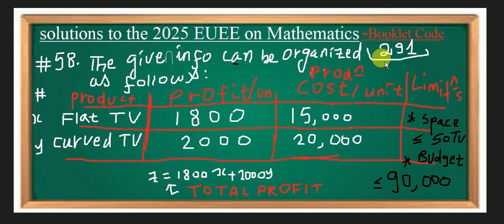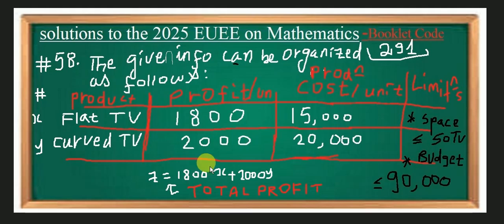The given information can be organized in the following form. Two types of televisions are produced: flat screen and curved screen. Profit we obtain from one flat TV is 1,800 and from one curved TV 2,000. Cost for producing one flat TV is 15,000 and one curved TV is 20,000. Limitations: the store cannot hold more than 50 televisions, and the weekly budget for production is 90,000. So all the information we have are these.